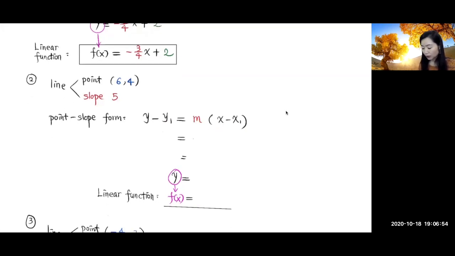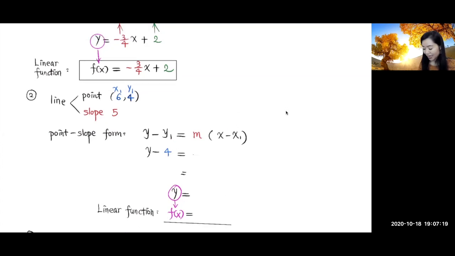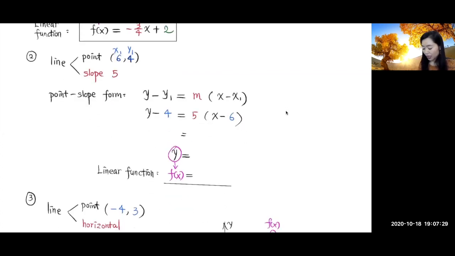Now we're going to substitute. So we have y minus y1 over here is 4. Remember, this is x1, this is y1. So y1 is 4. x1 over here is 6. And the slope over here is 5. So we got an equation for the line in point-slope form.